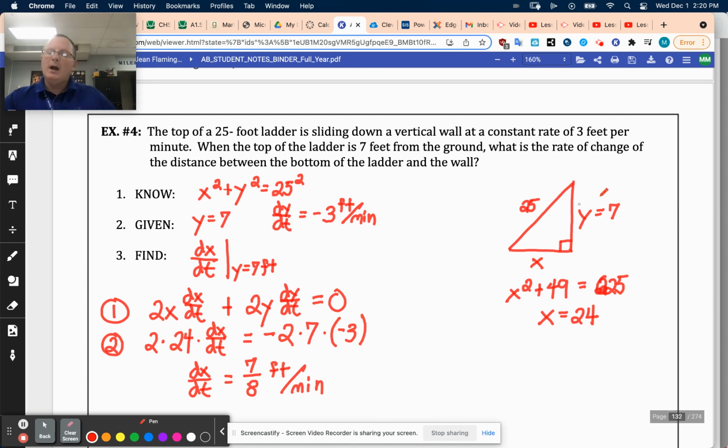That's cool. Knowing how fast it's sliding down the wall and knowing how long the ladder is and at what particular moment, and as long as you do the Pythagorean theorem properly and don't do what I did, that was 15 that I squared rather than 25. As long as you're careful there, everything works out pretty good. All right, 7/8.